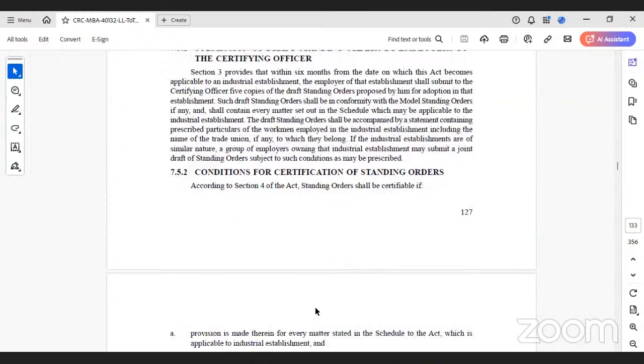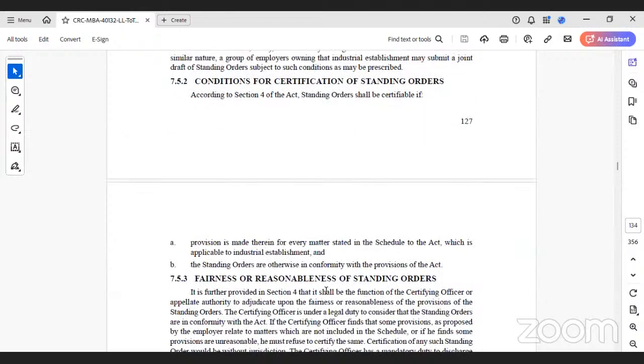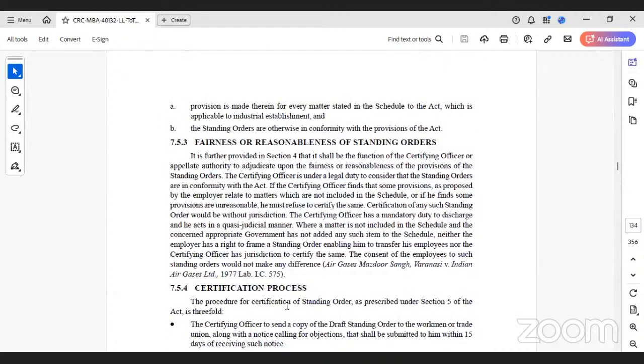And the conditions for the certification of the standing orders according to Section 4 of the Act: provision is made therein for every matter stated in the schedule which is applicable to the industrial establishment, and the standing orders are otherwise in conformity with the provisions of the Act. And the fairness and reasonableness of standing orders should be maintained. I mean, whenever you're framing the standing orders as an employer, you should be reasonably fair in maintaining the conditions, whatever you're mentioning as an employer in the draft standing orders.